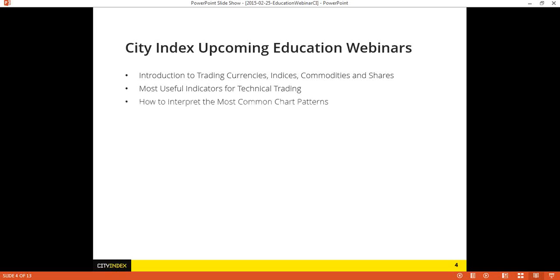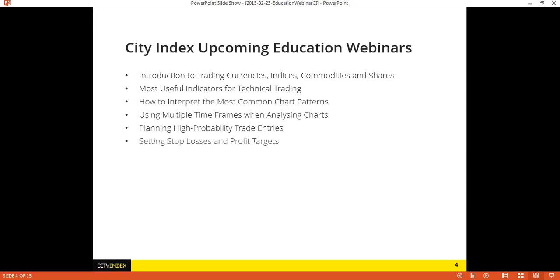And then we're going to go into how to interpret the most common chart patterns, which includes the triangles, the head and shoulders, the double tops, triple tops, bottoms, etc. Also the flags and pennants and all that great stuff. So we're going to be talking about that on the third week. And then the fourth week, we're going to be talking about multiple time frame analysis, where you look at different time frames when you're analyzing the charts. And then we're going to go to planning high probability trade entries, how you actually enter into trades. Okay, and then we're going to be talking about exits, setting stop losses and profit targets.